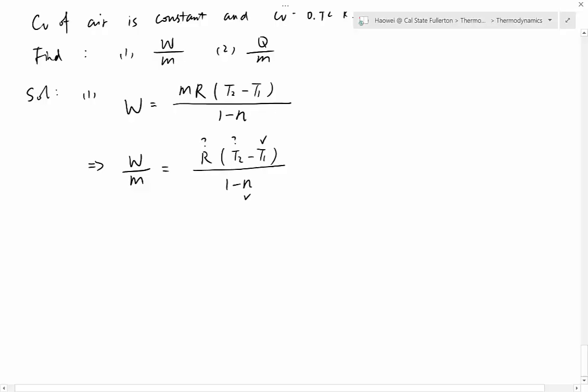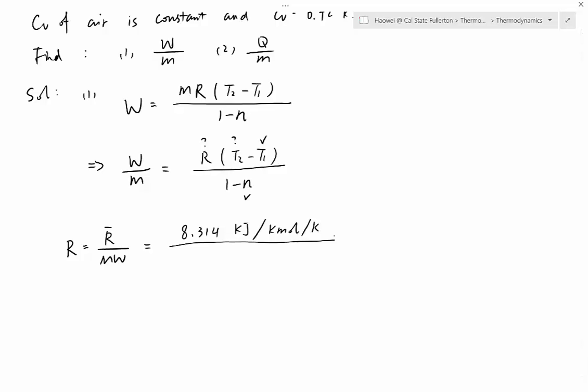How do we look for R? Let's recall, R is equal to R bar divided by molecular weight. We have this equation to use. R bar is constant, 8.314 kilojoule per kilomole per Kelvin. That's the unit for R bar. R bar is called the universal gas constant. The value of R bar never changes. MW stands for molecular weight. What is the molecular weight of air?